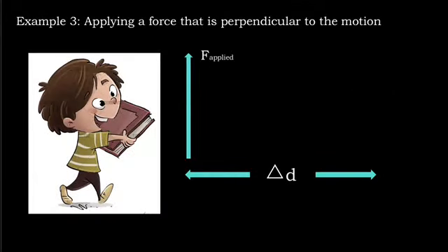The third scenario is applying a force that is perpendicular to the motion. So in this picture, the little boy is carrying a book. Now, the force acting on the book is Fa, but the force applied is in the upward direction. And yes, the little boy is moving, but the book itself isn't moving in the direction of the force, so the book doesn't actually have a displacement. It just has an applied force.